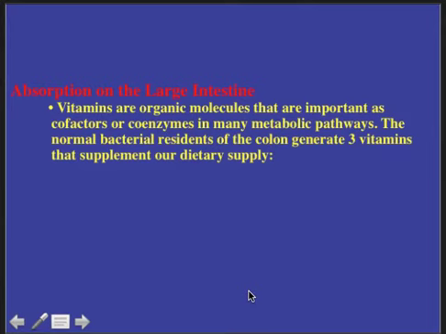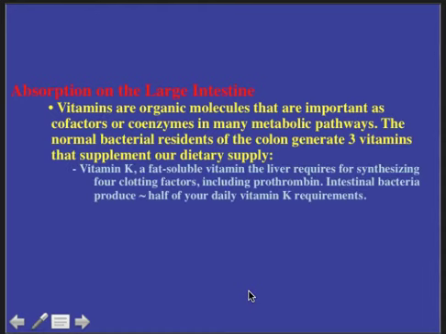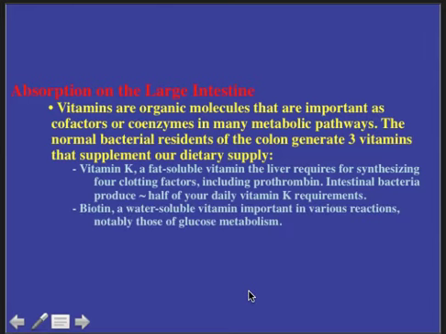Vitamins are organic molecules that are important as cofactors or coenzymes in a lot of metabolic pathways. The normal bacterial residents of the colon generate 3 vitamins that supplement our dietary supply. Vitamin K, we've already discussed. It's a fat-soluble vitamin that the liver needs for synthesizing the clotting factors, including prothrombin. Intestinal bacteria produce about half your daily vitamin K needs.